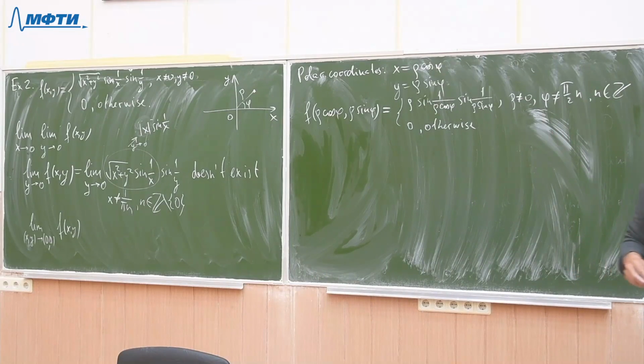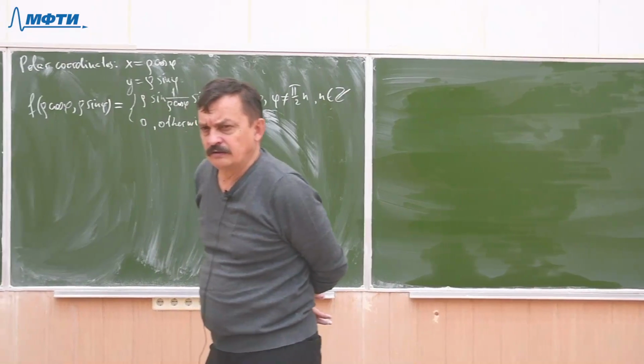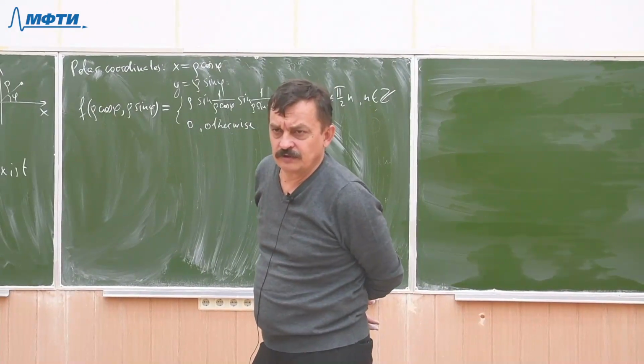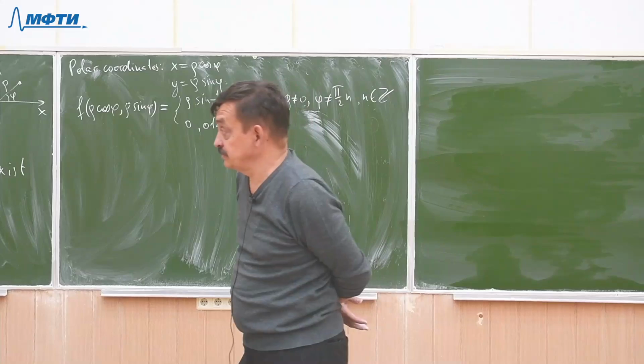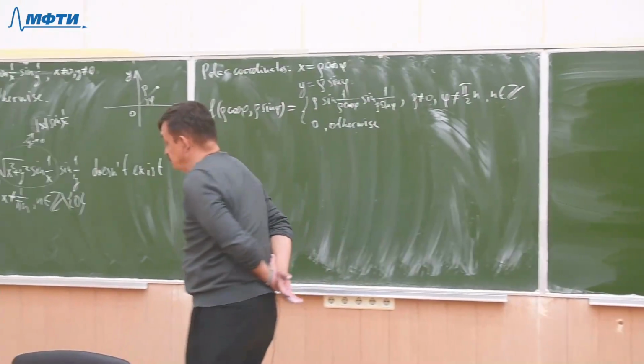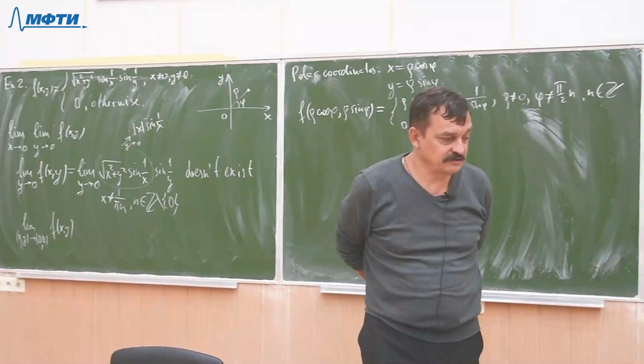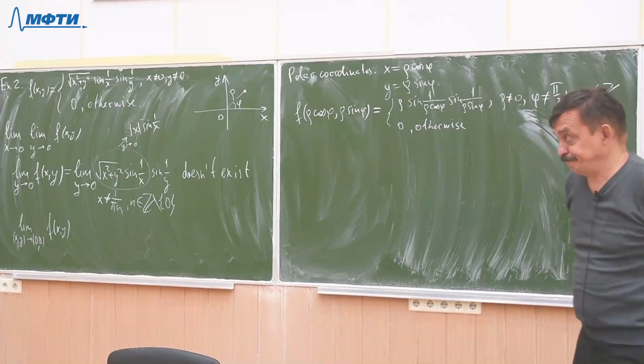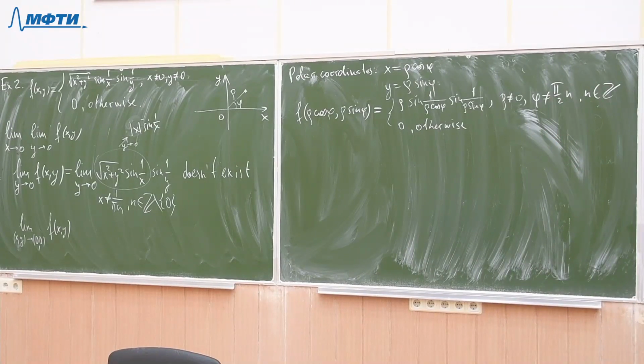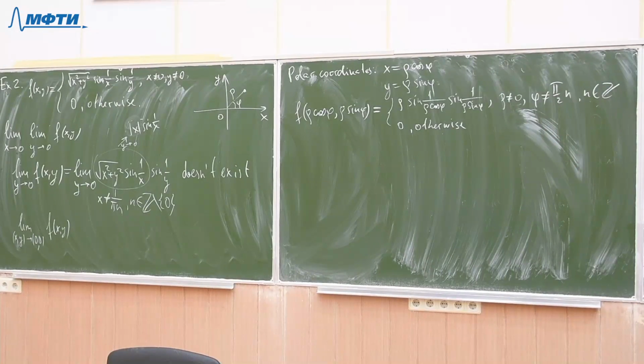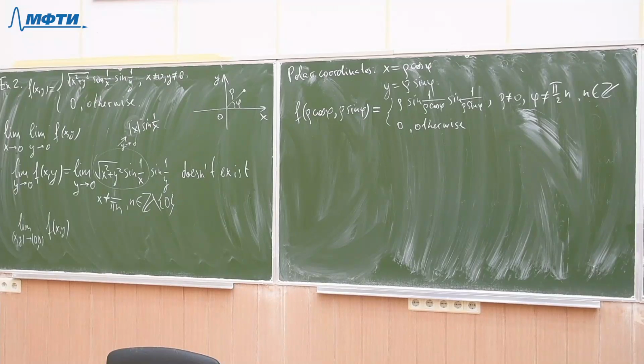Okay, let's have a break. Okay, there is a question, what does the limit of a function show? And the iterated limit. I'll try to explain it a little bit later.